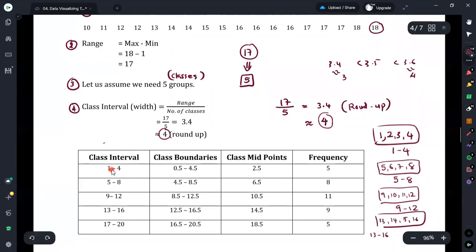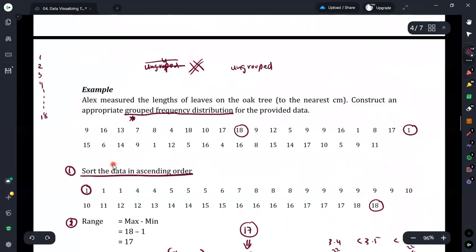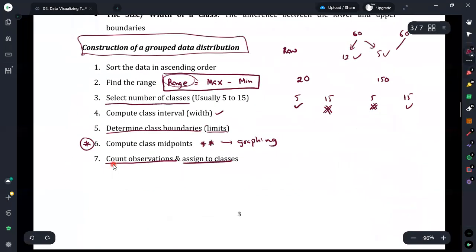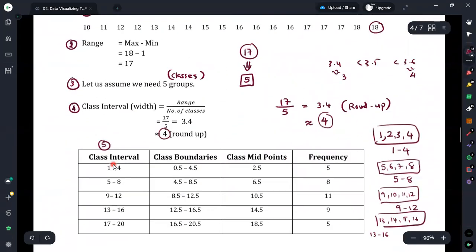Then this is the fifth step. We are defining the class interval based on the width. Actually, it is combined here, so I will take this as combined: calculating the width and obtaining the class interval, and thereafter we can take the class boundaries.